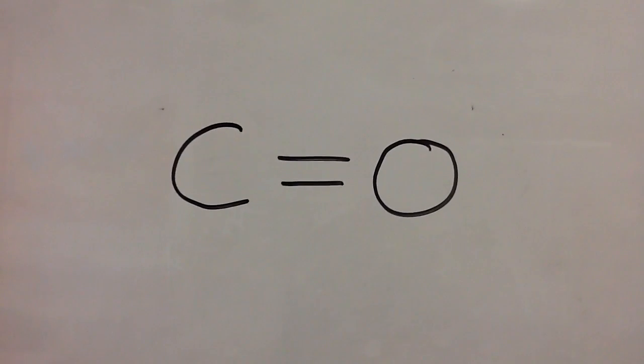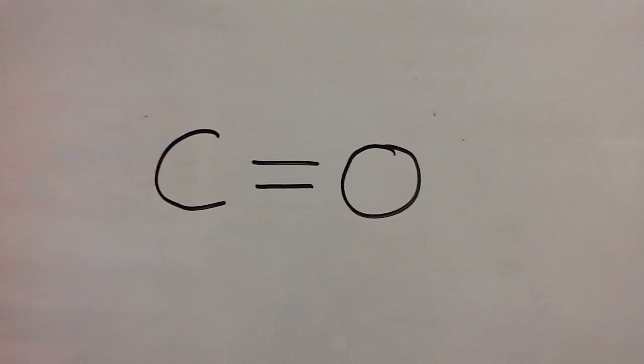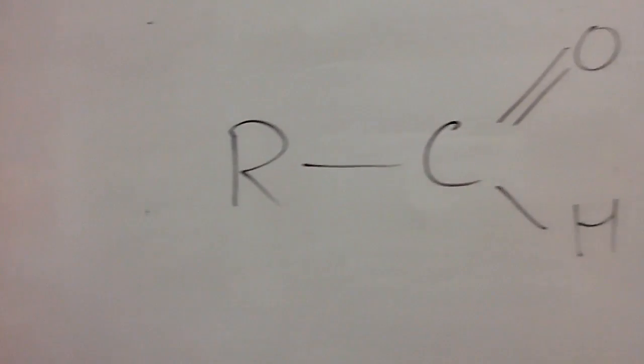A carbonyl functional group is a carbon double bonded to an oxygen. There are two types of carbonyl groups, aldehydes and ketones.